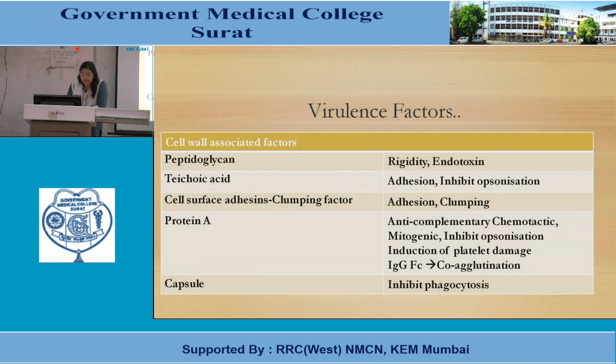Some of them are cell wall associated factors like peptidoglycan. As all gram-positive cocci, the Staphylococci have thick peptidoglycan layer in their cell wall, which provides rigidity to the bacterium, and it acts also as endotoxin. And the next one is the teichoic acid, which helps in adhesion of the bacteria to surfaces, and then again it inhibits opsonization.